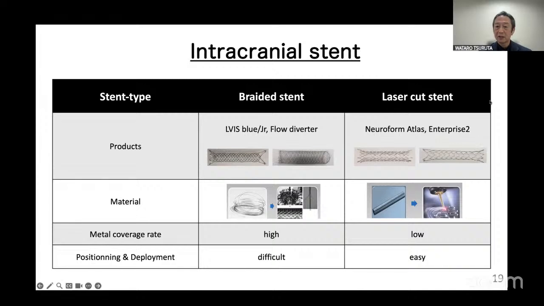And on the other hand, laser cut stents, such as Neuroform Atlas and Enterprise 2, are made of metal pipe and have a low metal coverage rate, but are easy to use. Positioning and deployment is very easy, and they have nice vessel conformability. So we had better use braided stent and laser cut stent properly in each situation.